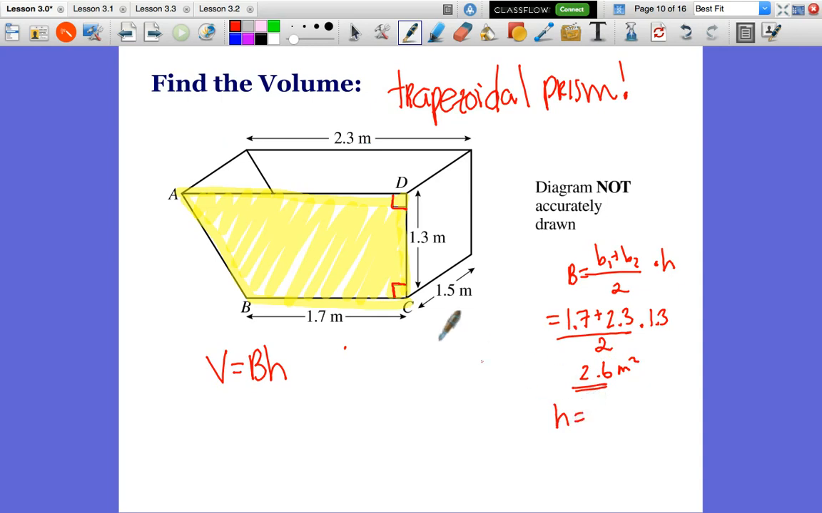The height of the prism is going to be the distance between the two bases. So here is going to be the height. So 1.5 meters is going to be the height. So then I'm just doing 2.6 times 1.5, which is going to be 3.9 meters cubed.